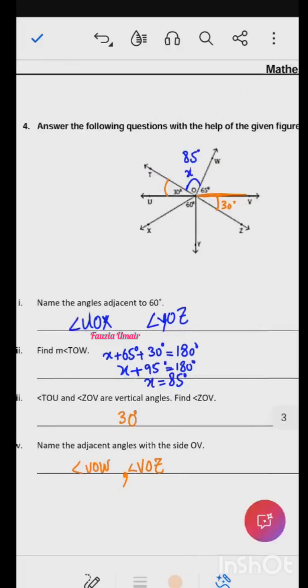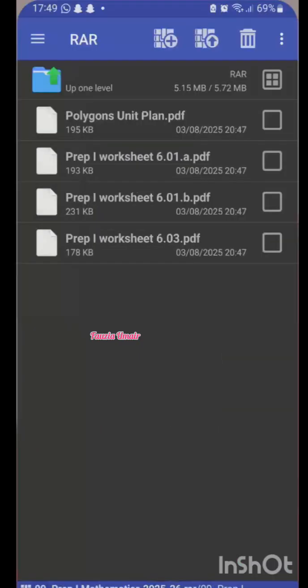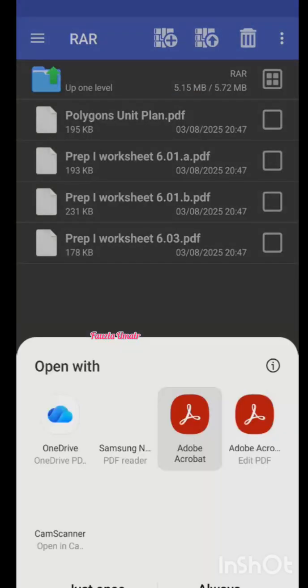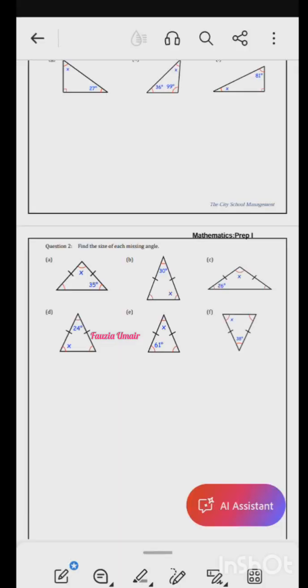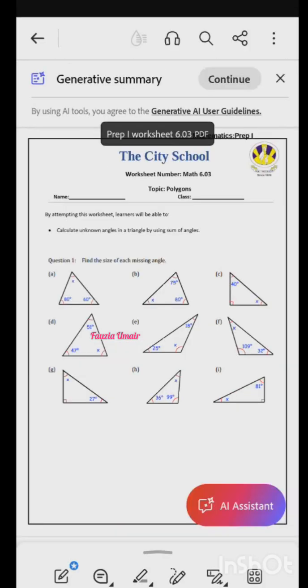No ma'am. All right, very good. So now let's quickly solve the last worksheet. I think we would be able to do it. That worksheet is about triangles, the missing angles of a triangle. So we will see what kind of questions they are, right?